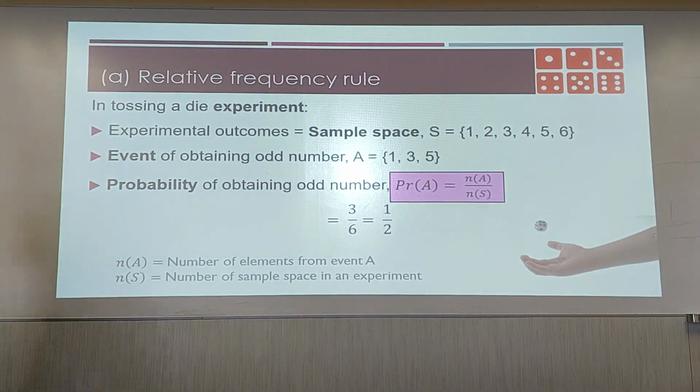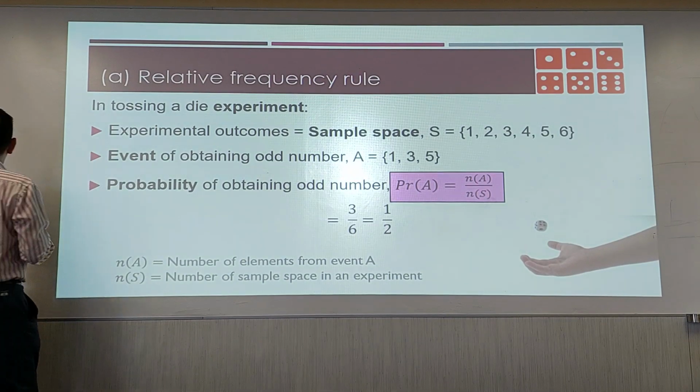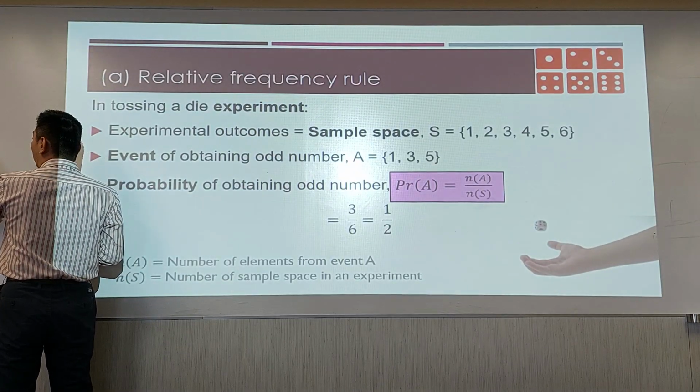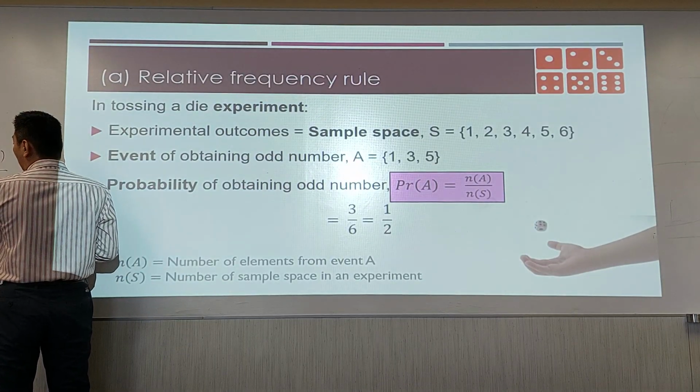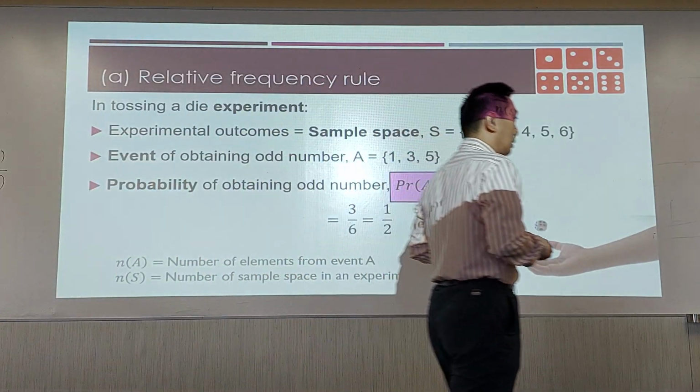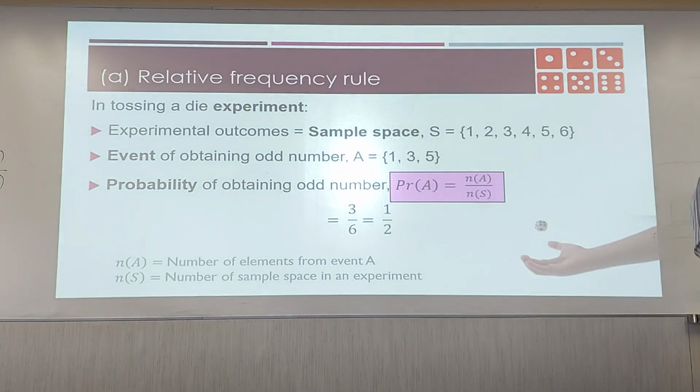So if you want to calculate the probability of event A happening, what is the formula that you can use? You can use this formula. It's equal to the number of elements from event A divided by the number of elements from the sample space. Okay, so let's try one example.